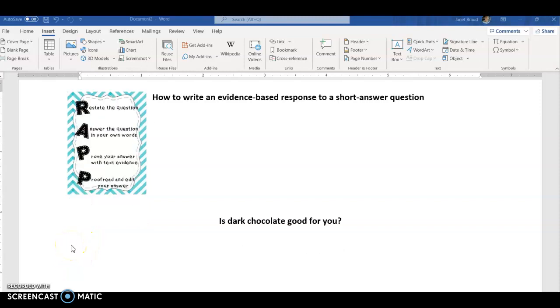So I'm going to model this strategy for you with a very simple question that says, is dark chocolate good for you? So the first thing I want to do, again, is restate the question and then answer it. So I'm going to actually use wording that is in this question to start my answer. And I'm going to say that dark chocolate is good for you because it has health benefits.